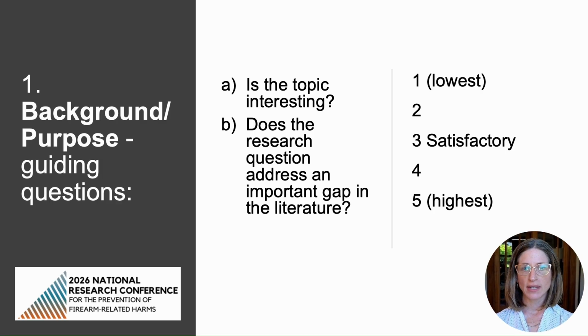Okay, so first we're looking at the background and purpose of the study. Each scored section has guiding questions that are given to reviewers. So A and B here: Is the topic interesting? Does the research question address an important gap in the literature? And so reviewers will consider both these questions and then give this section a single score between 1 to 5.